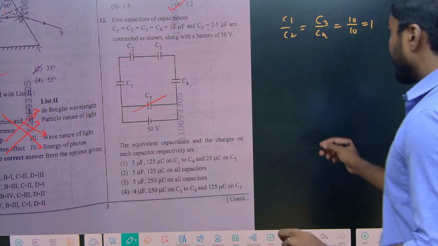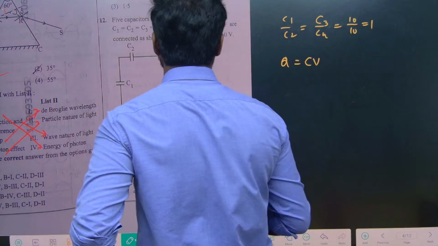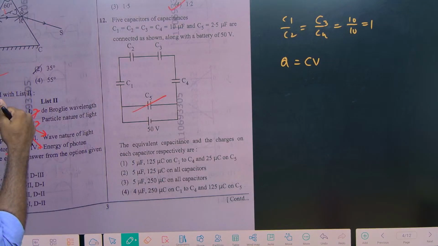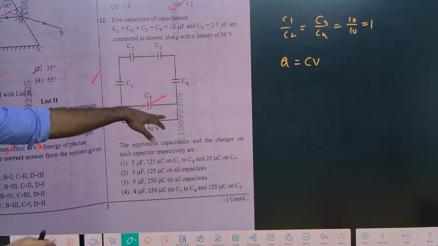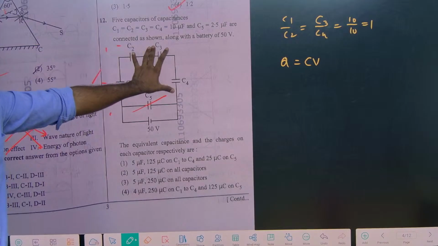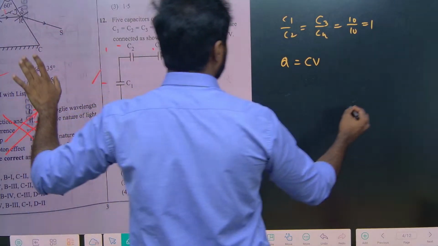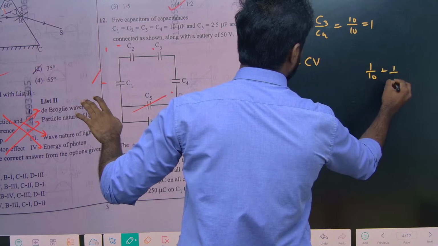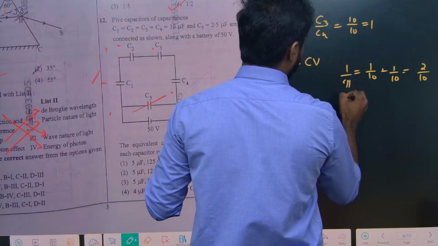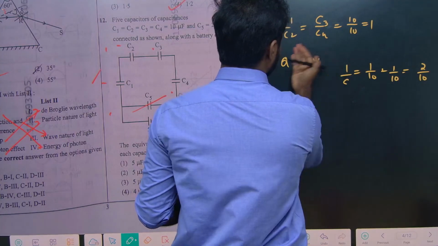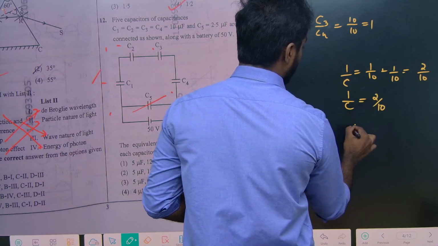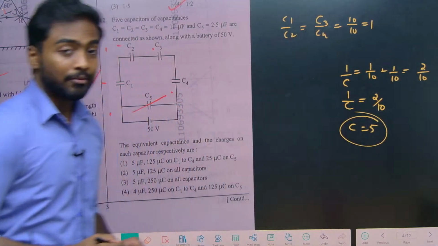So can I take Q equals CV. And when I talk about the equivalent, I need to solve this series, then series, and then parallel. So in series, 1 by 10 plus 1 by 10 equals 2 by 10. So 1 by C series equals 2 by 10, which means C equals 5. We got the value of 5.